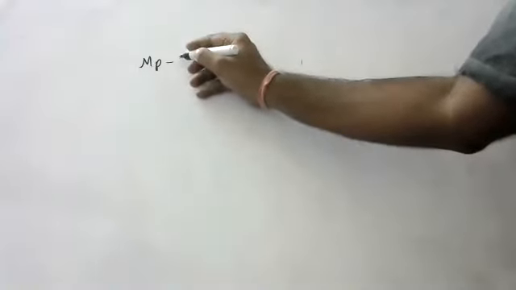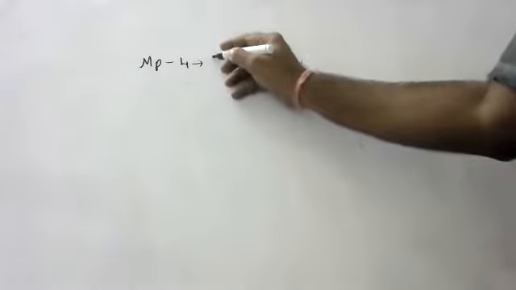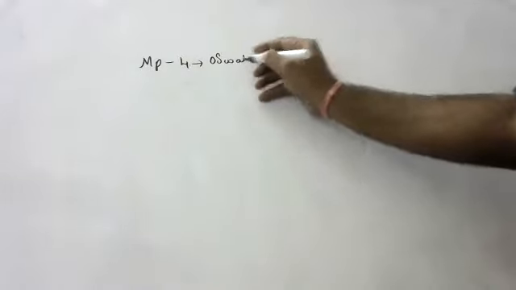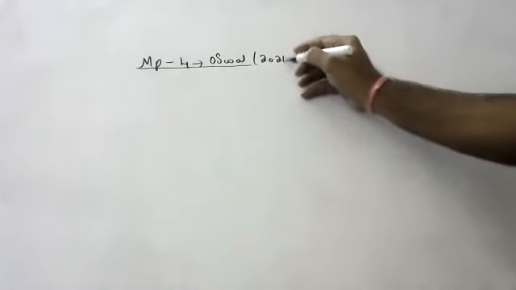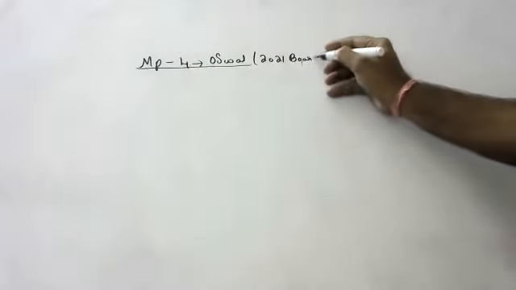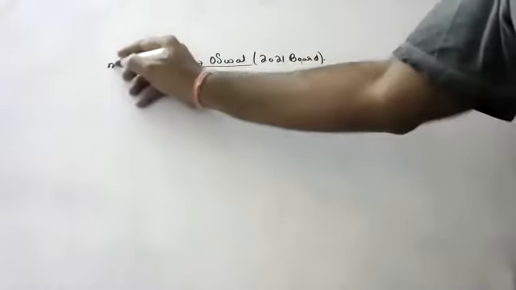Okay, children. So today we are going to do one model paper, children. Model paper number 4. Okay, it is from Oswald and children. The 2021 board max model paper I am doing, children.